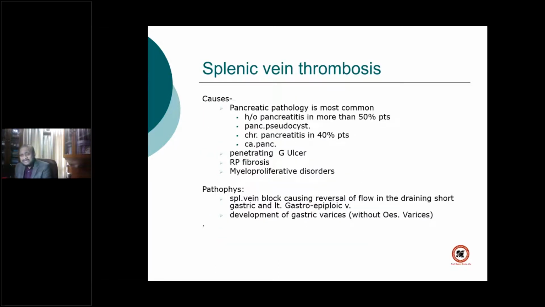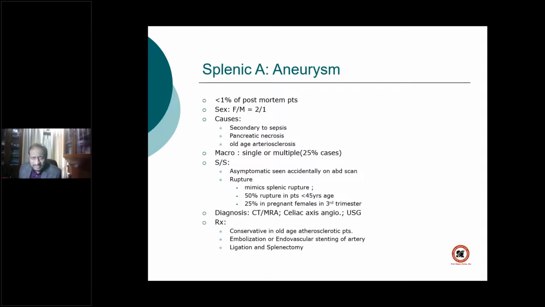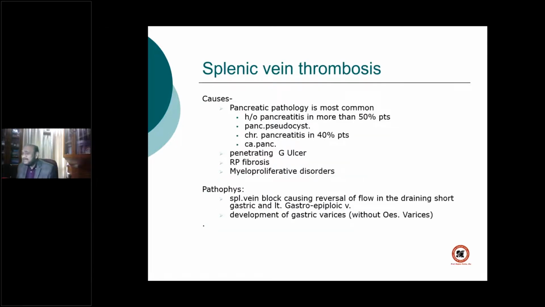Coming to the second vessel, that is the splenic vein, that can undergo thrombosis. That is the most common pathology in these patients. And again, see, it is a pancreatic pathology which is at work. Splenic artery, pancreatic pathology, primarily. Here also pancreatic pathology. And the reason is simple.